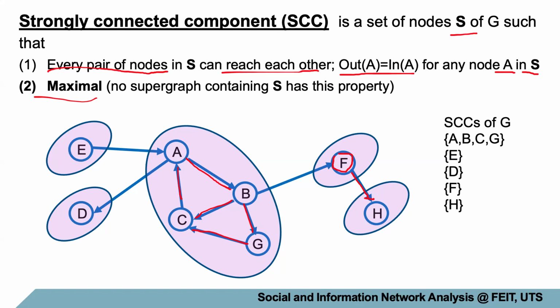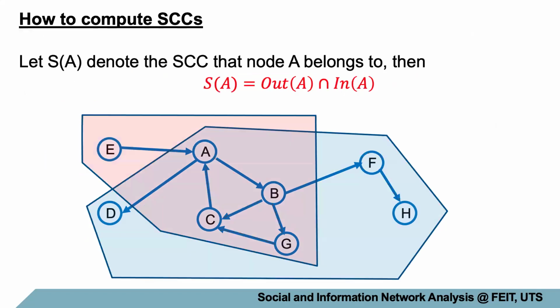But how can you compute the SCC in a directed graph? The easy way is to find the SCC that a node A belongs to: just intersect the outset and inset of A. For example, here, the subgraph in the blue shade is the outset of A, and the pink one is the inset of A. The intersection is this middle part. It's the SCC that A belongs to.